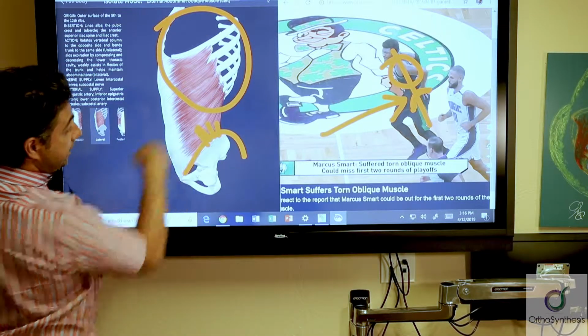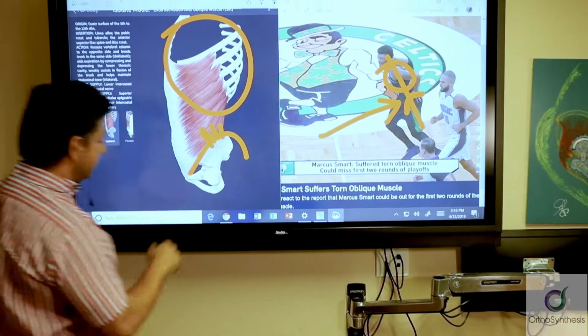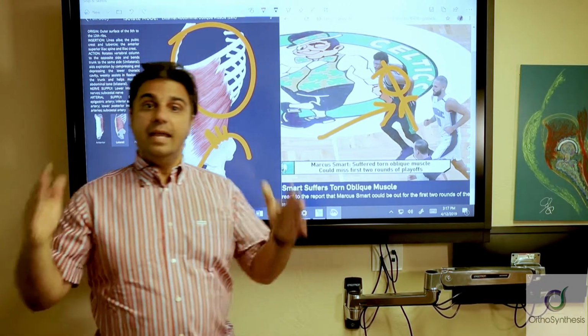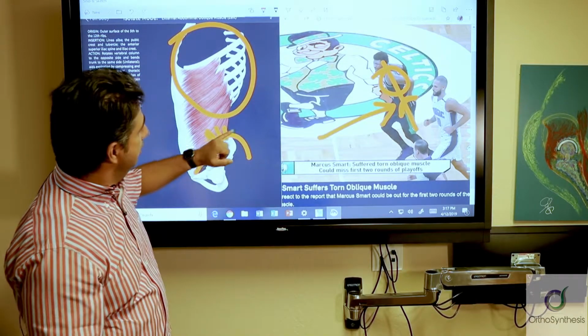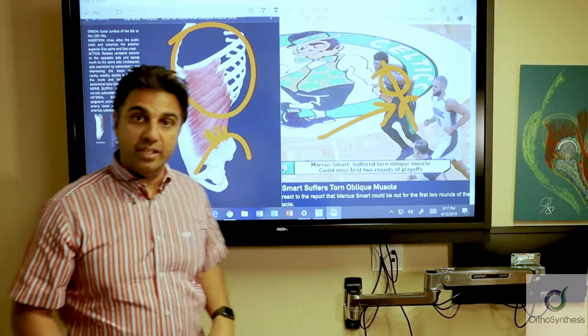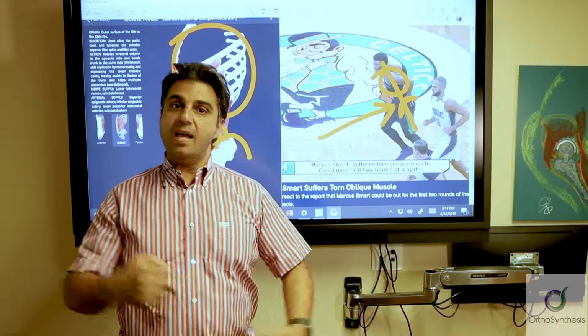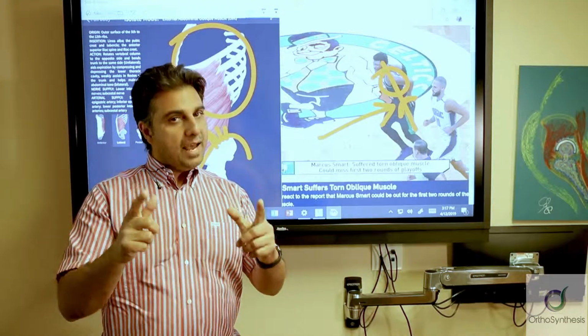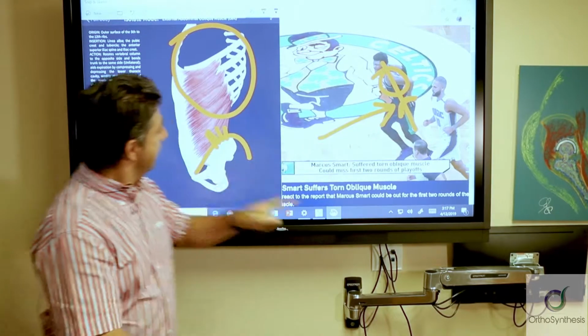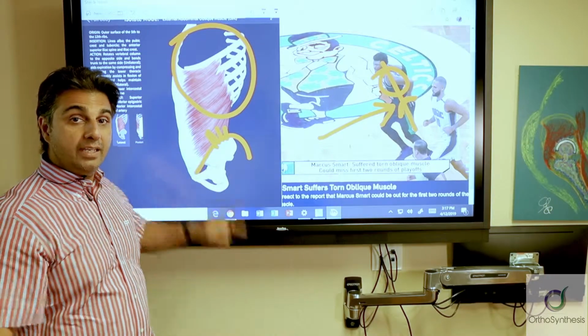So, is it the external obliques or is it the internal obliques? Either way, it makes sense that if he had a tear, it was somewhere in this region where it went into tight spasm, tear, something happened. That's where the pain is. This is where it is anatomically. You got it. But wait, there's more.